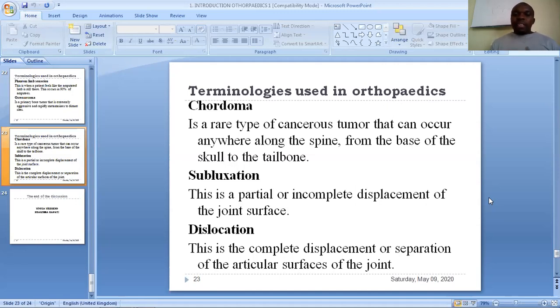So finally, I have deliberately repeated the terminology dislocation for you to get the clear difference. Dislocation is the complete displacement or separation of the articular surfaces of the joint. Please get the difference between dislocation and subluxation.